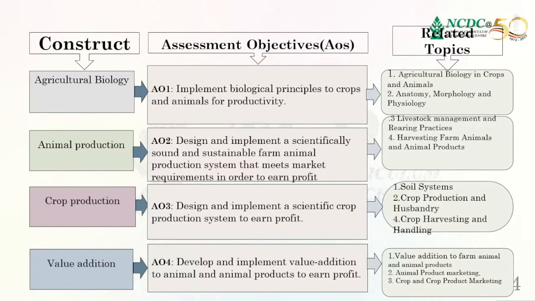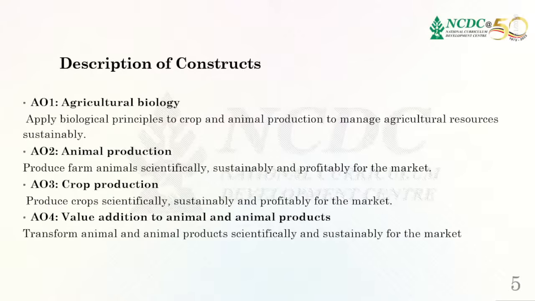and it is embedded in topics where we have value addition to farm animal and animal products, where we have animal product marketing, and then crop and crop product marketing. So basically, principles and practices of agriculture at A level have 4 constructs with their assessment objectives, and then the topics where we shall have such information got from.